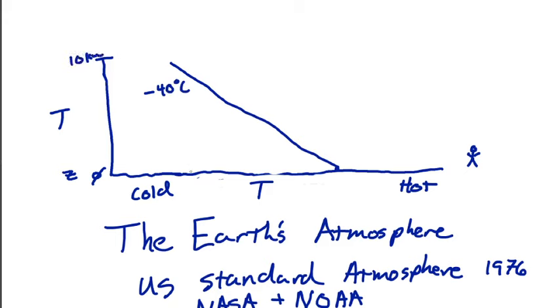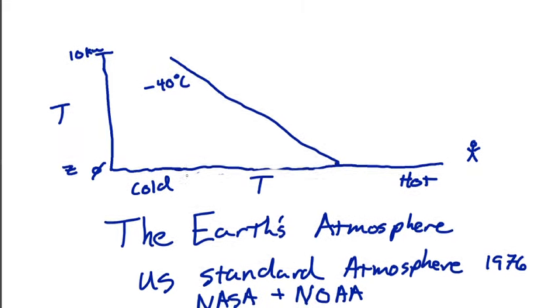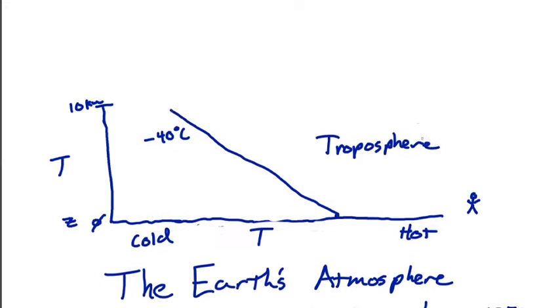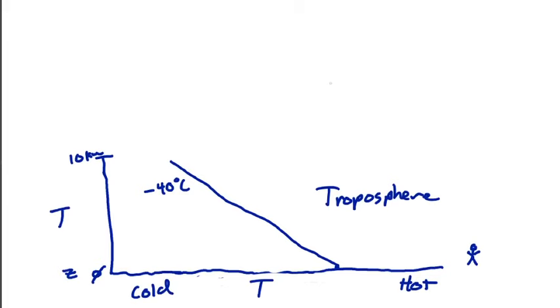And at this point, we make the transition from the lower part of the Earth's atmosphere, which we call the troposphere, to the next layer, which is called the stratosphere. And that transition happens at a height of roughly 10 kilometers.